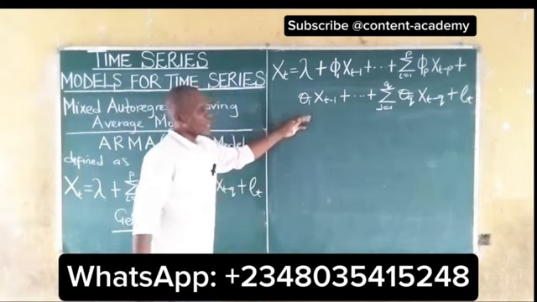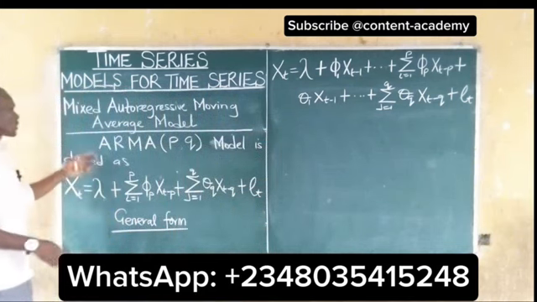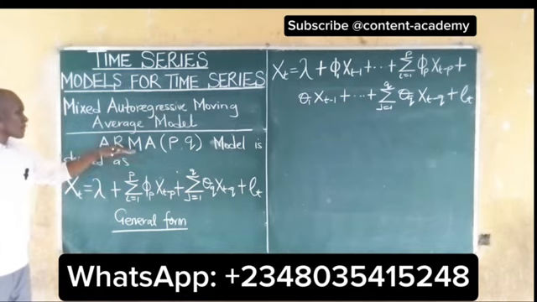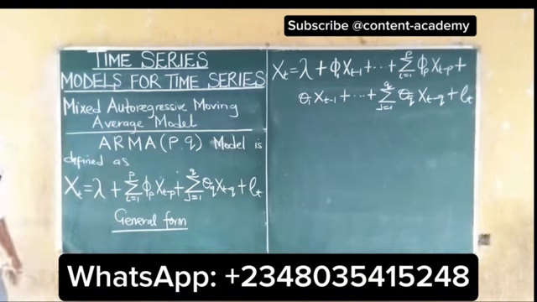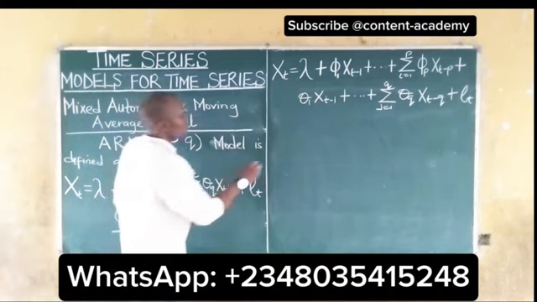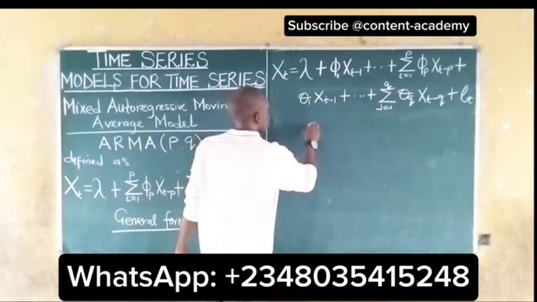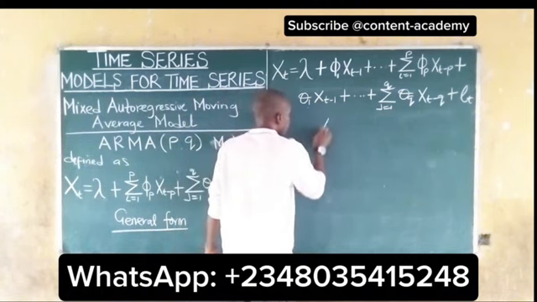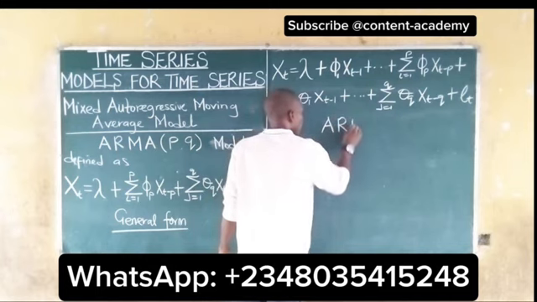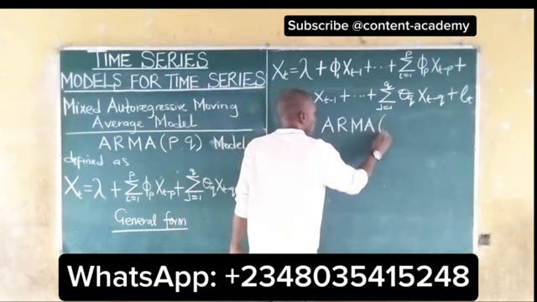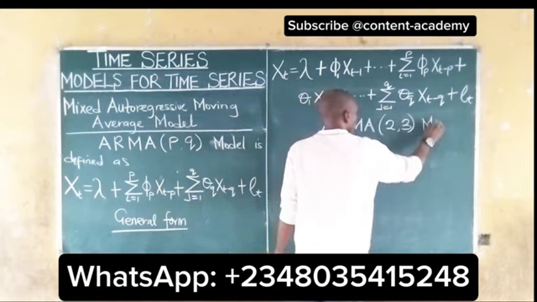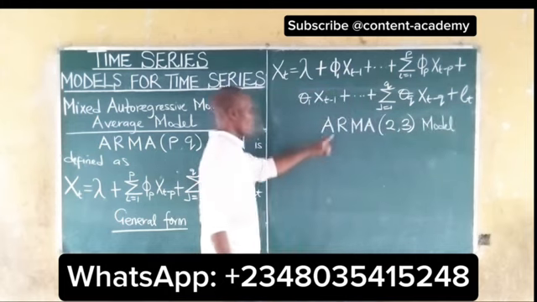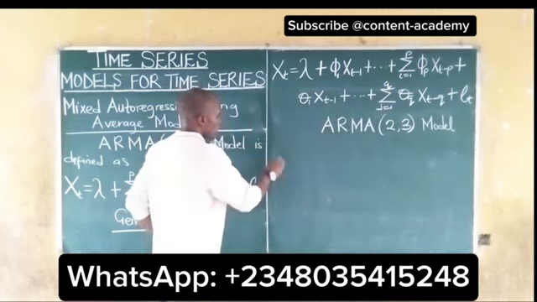Now, we can be asked to write ARMA(2, 3). That means the autoregressive moving average model of order 2, 3. We can do that. If we are asked to write the ARMA model of order 2, 3, what do we do? Very simple.